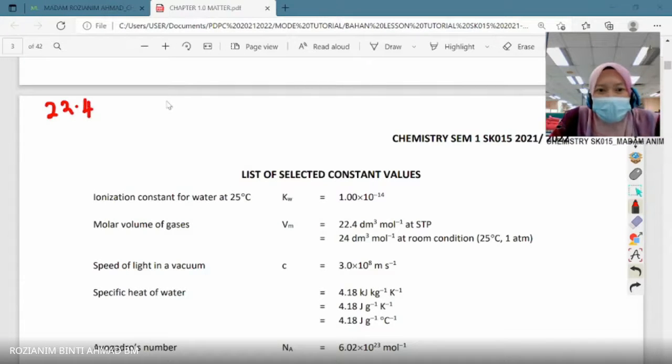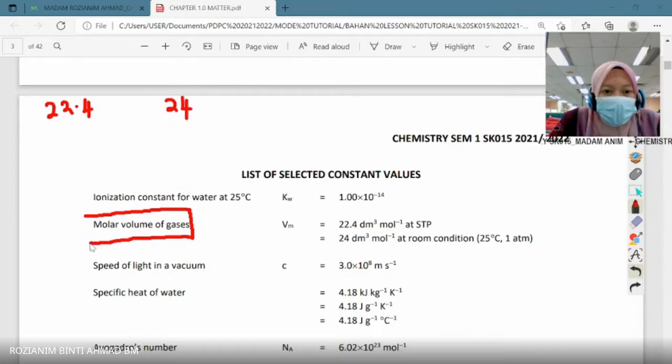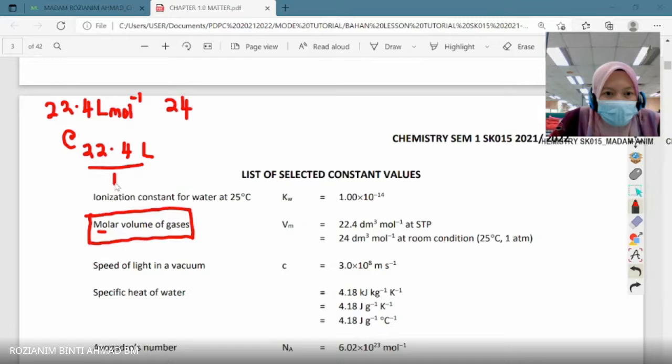Some students in previous classes, or my students before, like to play with the numbers 22.4 and 24. But when we trace again and ask them which species this value belongs to, they cannot answer. So it is labelled here. It is molar volume. What does that mean? Volume of the gases in 1 mole. That is why the unit is 22 dm cube or 22.4 liter per mole. It can also be written as 22.4 liter per 1 mole.